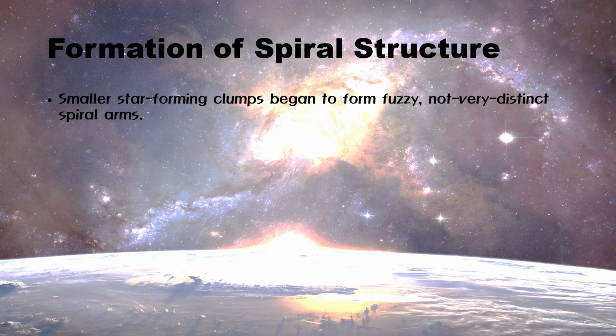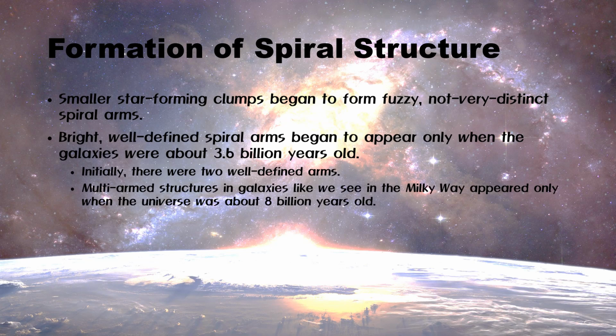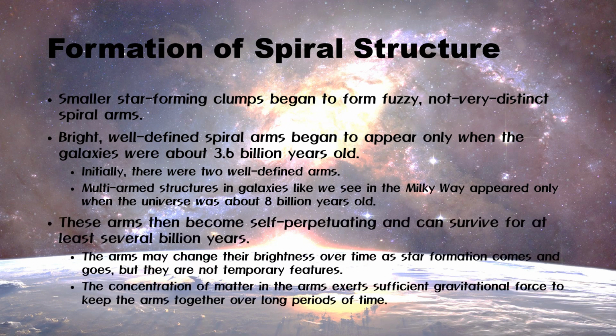Smaller star-forming clumps began to form fuzzy but not very distinct spiral arms. Then we got bright, well-defined spiral arms appearing only when the galaxies were about 3.6 billion years old. Initially, when we look at these galaxies, they have about two well-defined arms. But if we look at our own galaxy, we can see that we have some minor arms as well. And so these multi-arm structures that we see within galaxies much like our own appeared only when the universe was about 8 billion years old.